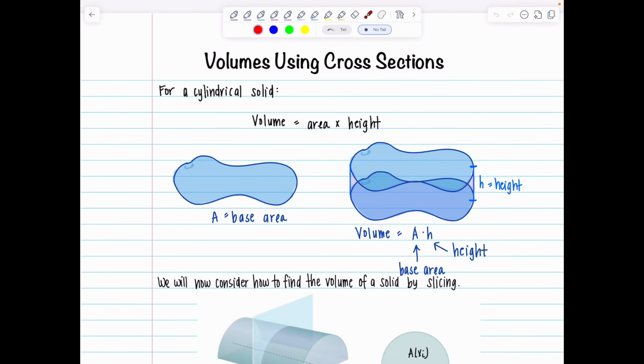In this video, we're going to learn how to find volumes of solids using cross sections. And we're going to do this by slicing. Now, if this is a topic that you're struggling with, especially if you're in Calculus 1 or studying for AP Calculus, this is the right place.